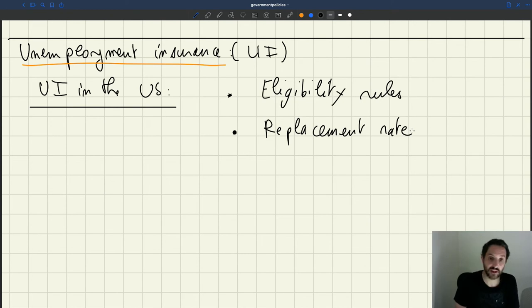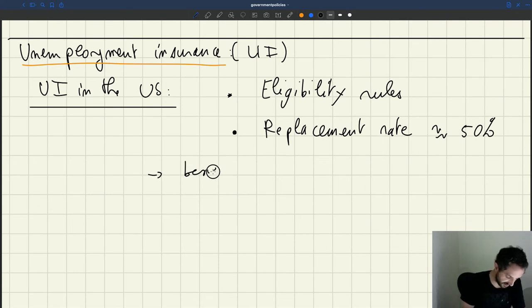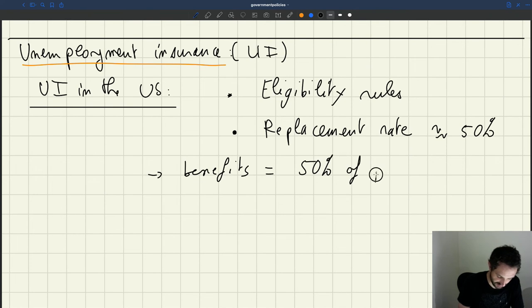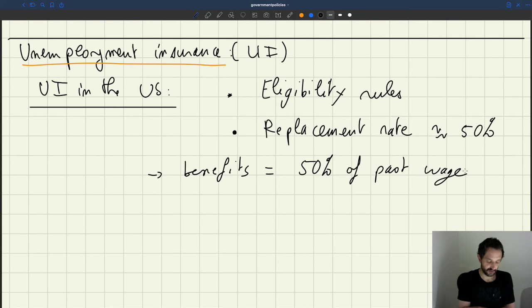And the replacement rate is usually around 50%. So what does that mean? It means that the benefits that you receive are roughly 50% of your past wage. So that's how the generosity of UI benefits is calculated. It's not a fixed amount, but a fraction of your previous earnings. Okay, and usually that replacement rate is at 50%.